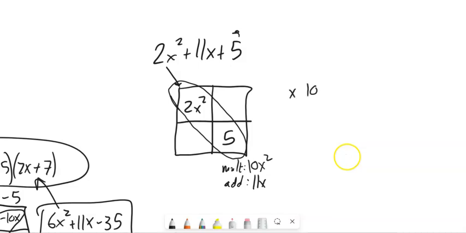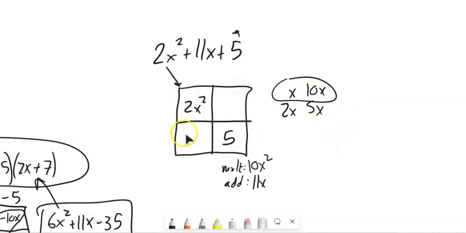So I've got x and 10x. I'm not going to check. I'm just going to list them all right now. 2x and 5x. That's it. Unless I go, you know, negative x and negative 10x. But these two add to 11x. So that means those are my pieces. I can put one wherever I want. I'll put 10x here and x here, say.